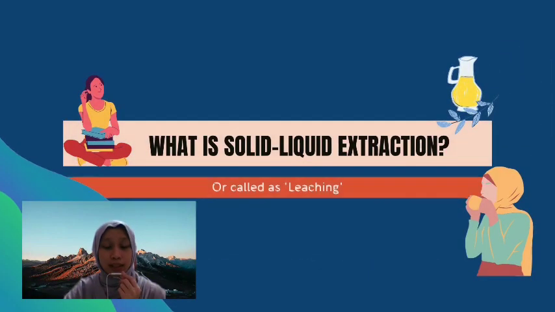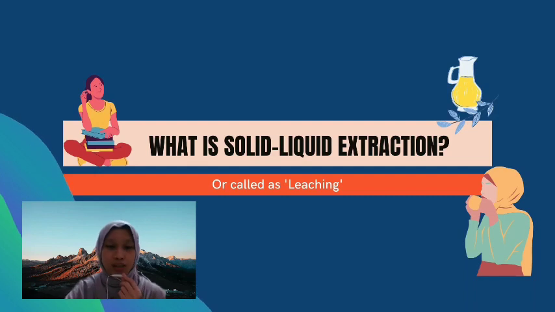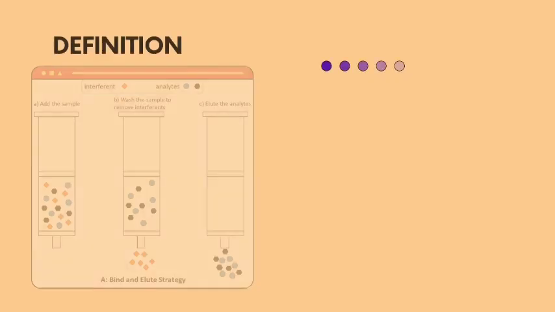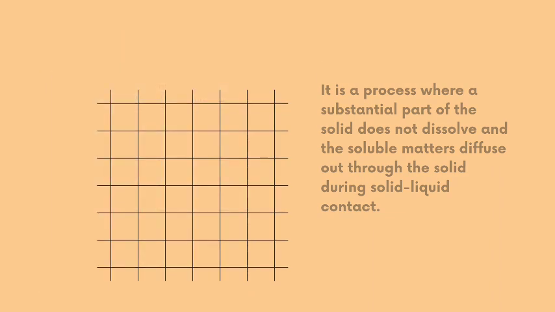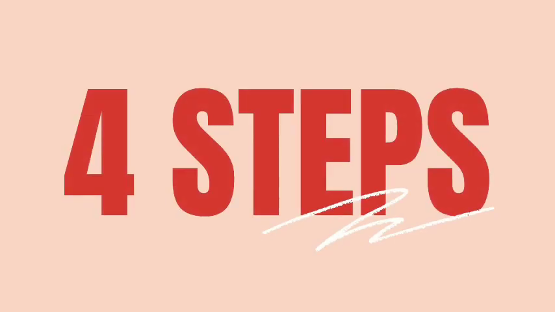So now I'm going to explain what solid-liquid extraction is. It is a process where a substantial part of the solid does not dissolve and the soluble matter diffuses out through the solid during solid-liquid contact. There are 4 steps in solid-liquid extraction.